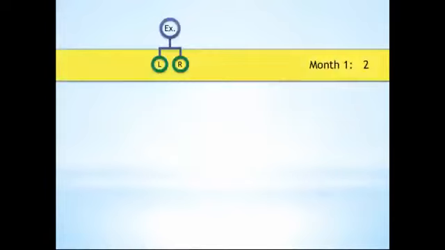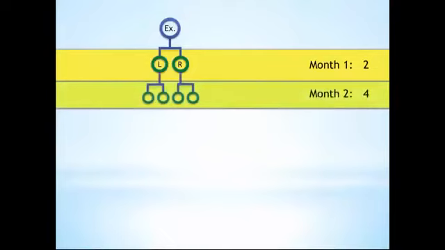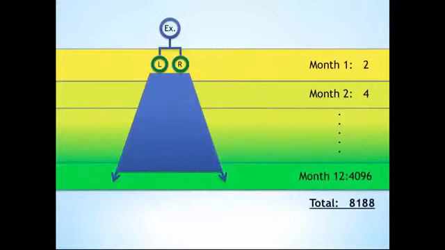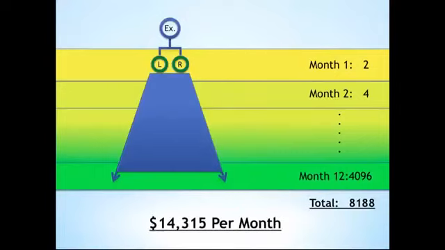Let's say you become an executive, and the following month each of your 2 people get 2 distributors to become executives themselves, and then each new person in the group becomes an executive the month after they came in. At the end of just 1 year, you'd have an organization with over 8,100 people that would be generating $14,315 a month. Let's look at Jade.